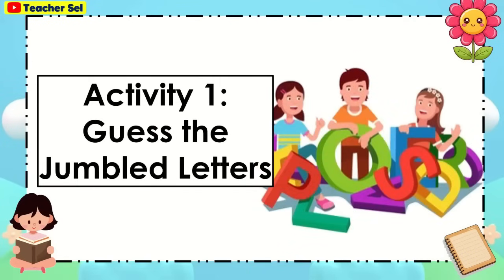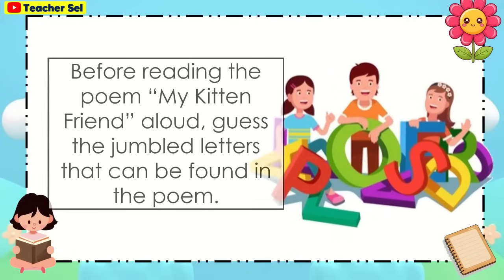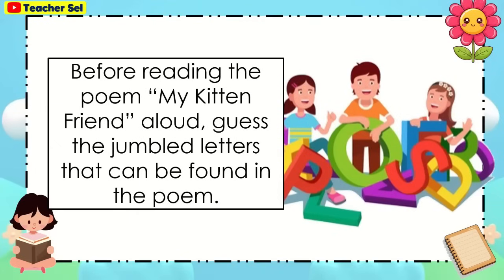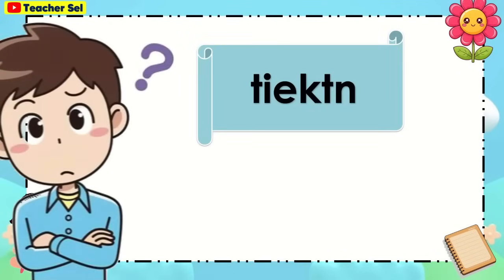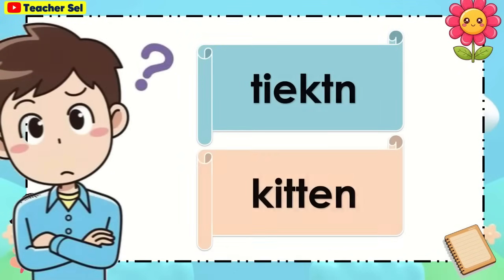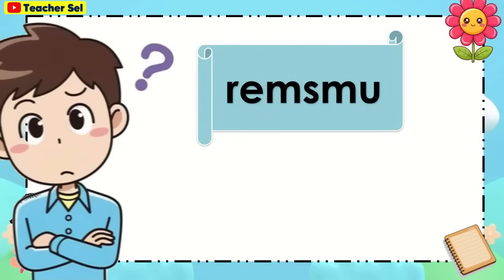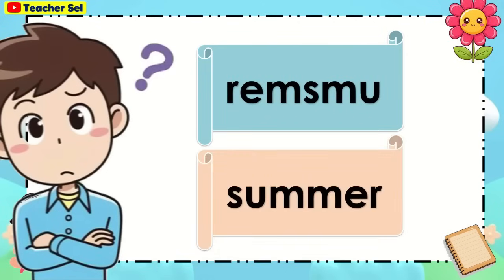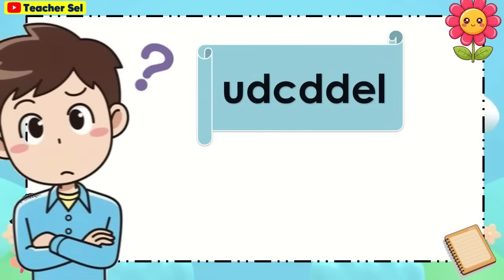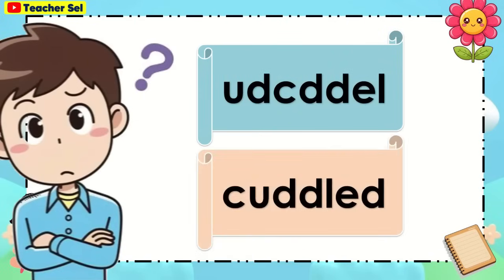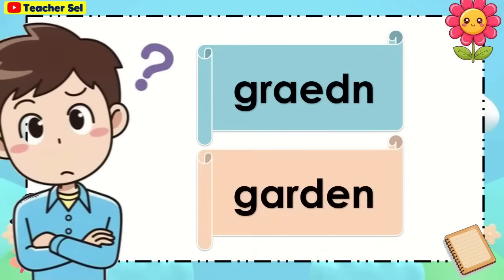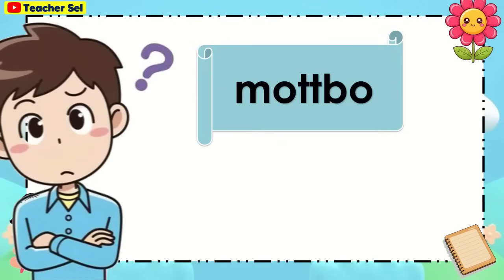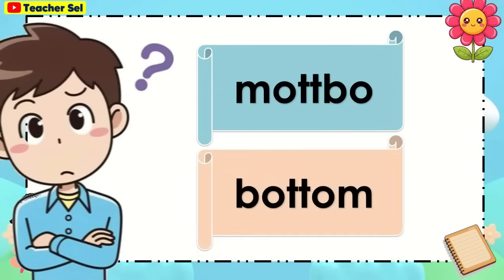Let's have activity 1, guess the jumbled letters. Before reading the poem My Kitten Friend aloud, guess the jumbled letters that can be found in the poem. You're right, it is kitten. Next. Very good, summer. Next. Cuddled. Next word, garden. Bottom.